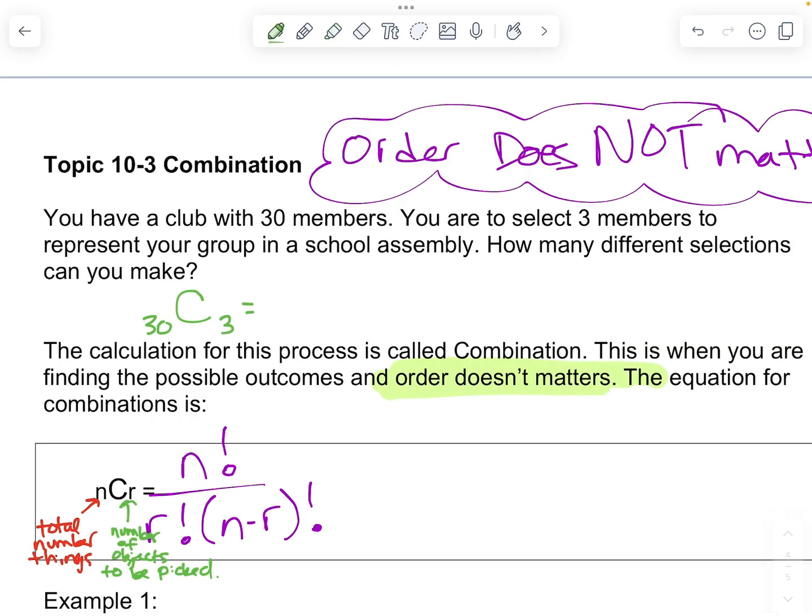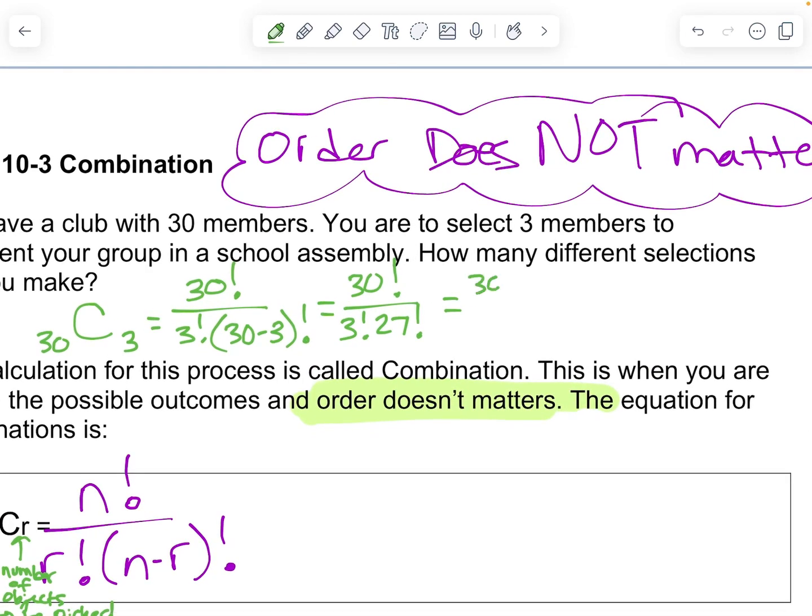By hand, if we use the formula, we would start off with 30 factorial over 3 factorial, and then we have 30 minus 3 factorial. 30 minus 3 is where I got the 27. 30 factorial would be 30 times 29 times 28 times 27 times 26 and so on until we get 3 times 2 times 1. 3 factorial is 3 times 2 times 1. 27 factorial would be 27 times 26 times 25 and so on until we get 3 times 2 times 1.